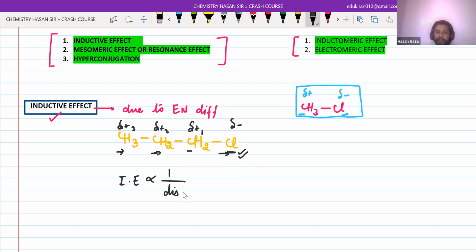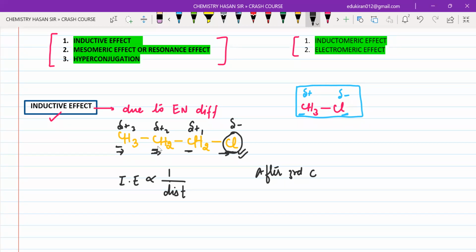It is also very important to note that inductive effect is inversely proportional to distance. That means basically you can see chlorine can displace electron more powerfully with the first carbon as compared to the second carbon, and then the third carbon, and then the fourth carbon. It has been found experimentally that after the third carbon, the effect of inductive effect is diminished, or it is almost zero. Is that clear to everyone? Yes, clear? Yes, sir. Okay.